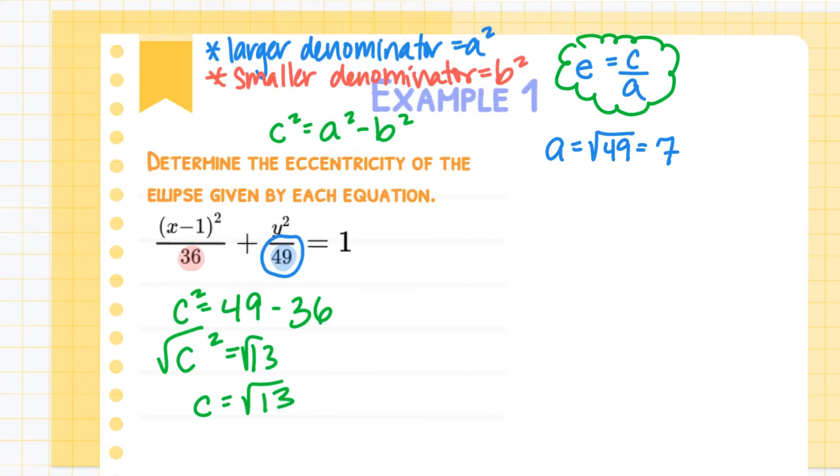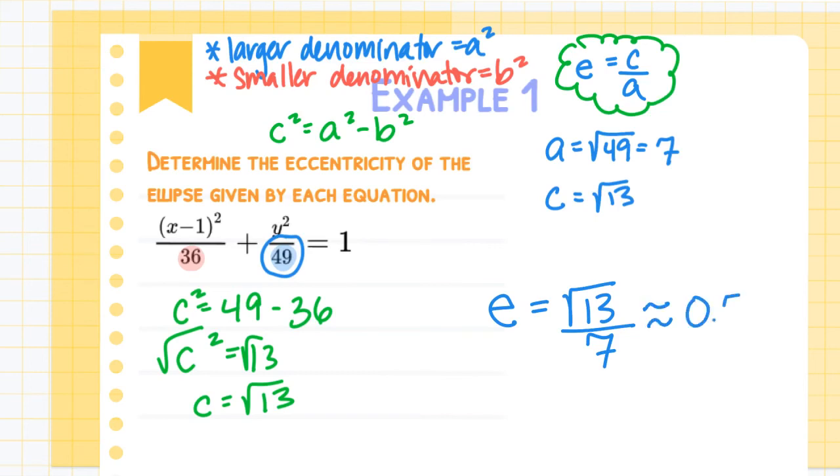So then once we put that into our formula, we get e equals the square root of 13 over 7. And then you can put that into the calculator to get an approximation, which is 0.52. And remember, your eccentricity determines how stretched or circular the ellipse is. The closer to 0, the more circular the ellipse, and the closer to 1, the more stretched the ellipse is.